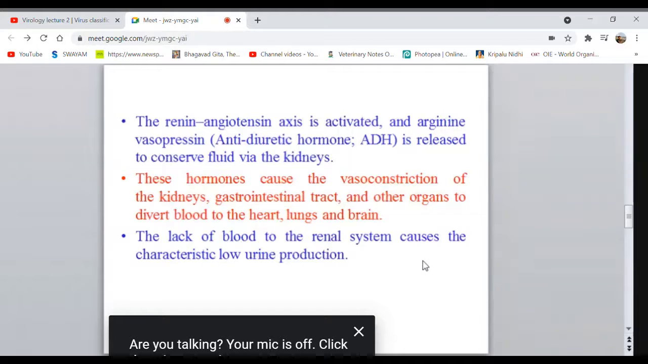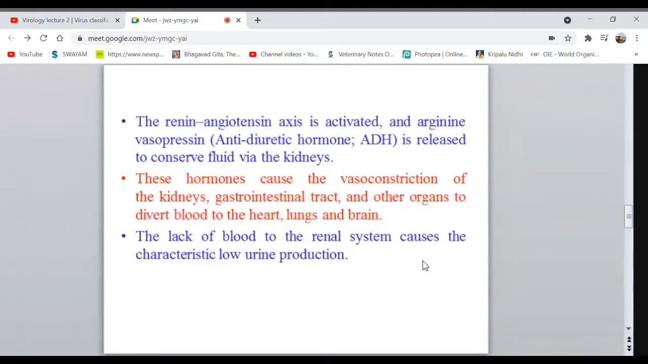The vasopressin, otherwise known as antidiuretic hormone or ADH, is also released. The function of this is to conserve the fluid via the kidneys. ADH, antidiuretic, reabsorbs the fluid, thus helping in conserving the fluid via kidneys. Further, the hormones also cause the vasoconstriction of the kidneys, then also the gastrointestinal tract and other organs.